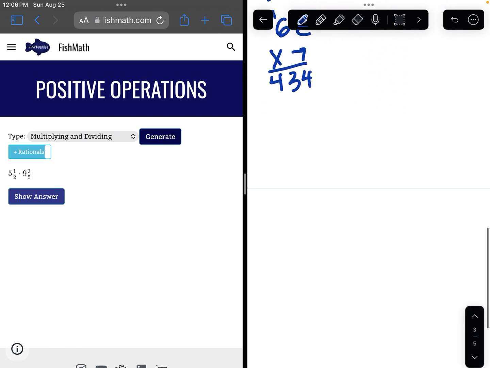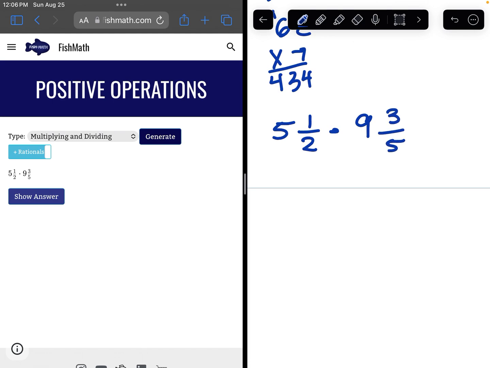Here. This one is actually a little bit easier, which is nice. Multiplying with mixed numbers always looks really challenging. Like, oh my goodness, there's so many parts to this problem. How are we ever going to do that? Well, what you have to do is just make them both improper. So like we did before, 2 times 5 is 10, plus 1 is 11 halves, times 5 times 9 is 45, plus 3 is 48 fifths. And then from there, we just multiply across the top and across the bottom.